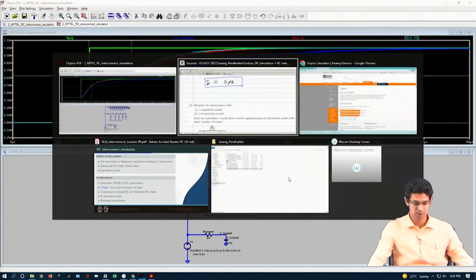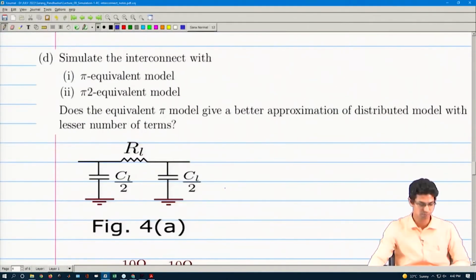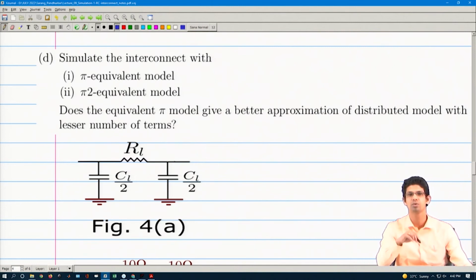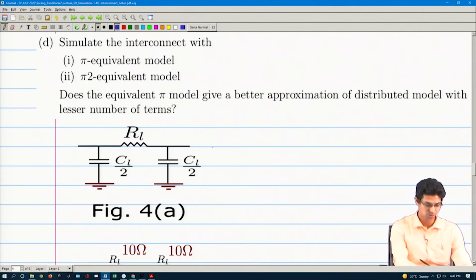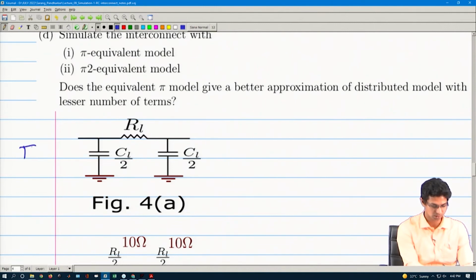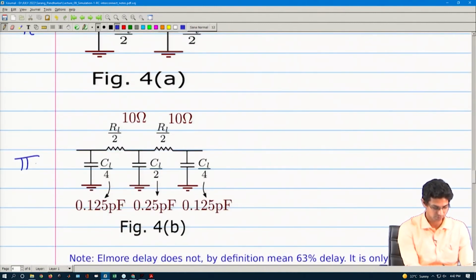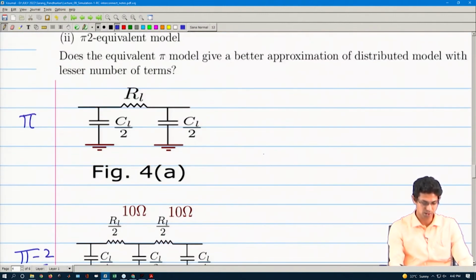So, what we will then do is look at the pi equivalent model, where we replace this interconnect by just a pi equivalent model with a smaller number of components. That was one of our motivations, right, for studying the pi equivalent model. So, here there is a pi equivalent model and this one is the pi 2 equivalent model. How we get these values we have already seen.